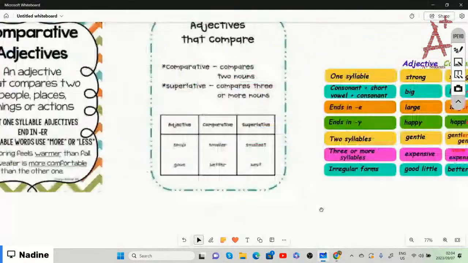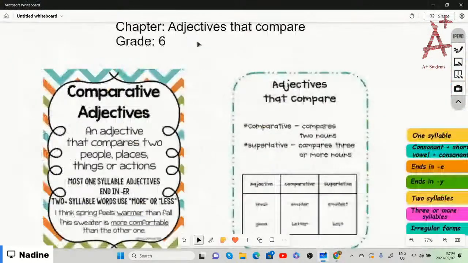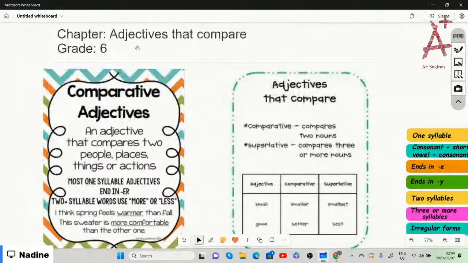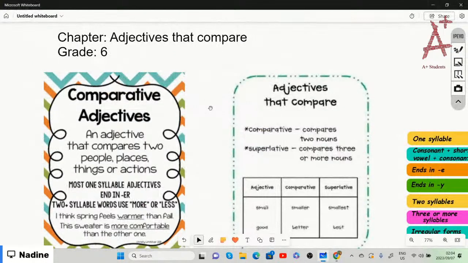All right. So, like we said, our chapter is adjectives that compare, and we're doing our grade 6 lesson. Adjectives that compare. An adjective that compares two people, places, things, or actions, right? So a comparative adjective is an adjective that compares two people, places, things, or actions.